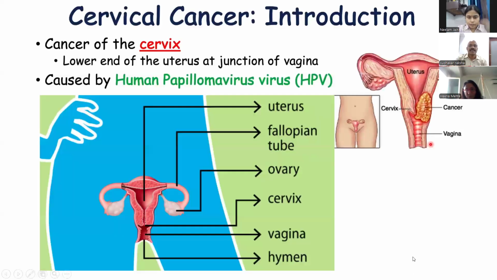First, the cervix, the lower portion of the uterus. The cervix is the lower portion of the uterus where the uterus joins the vagina. That is the cervix. Cervical carcinoma, or cervical cancer, is caused by a virus, human papilloma virus. Cervical cancer is caused by human papilloma virus.